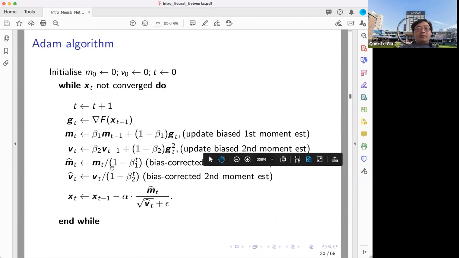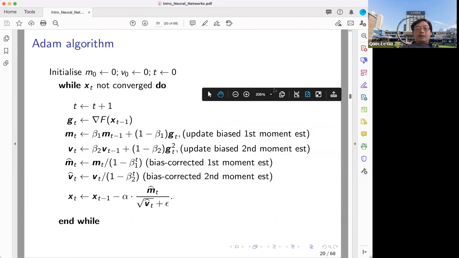Then after that, they also correct the first and the second moments by what they call a bias correction. Okay, and with this, then they will update the new xt, so the alpha is still a fixed rate, but the gradient now has this form, with some moment estimates. And this is the Adam algorithm.